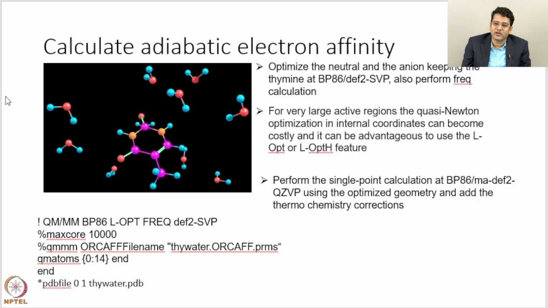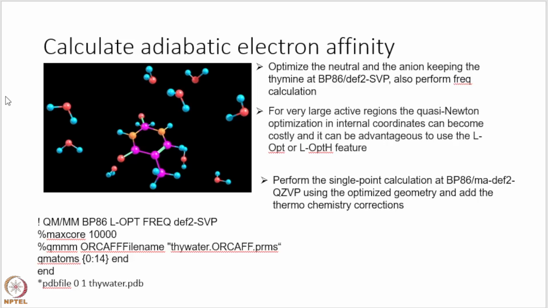So, you have to put the position of the hydrogen by hand. So, you need to optimize them, or you can do the full optimization also. So, what we will do is that we will take the structure, we will optimize the structure using QM/MM calculation. The optimization will be done using BP86 def2-SVP. We will calculate the frequency, and so we will get the thermochemistry corrections, and then from that one we can actually add it with a higher basis set.